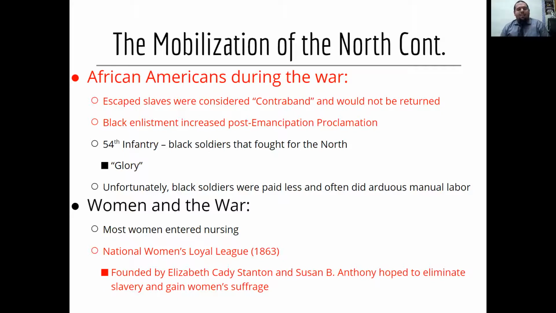But unfortunately, Black soldiers would be paid less, and they're often going to be doing the arduous manual labor, like setting up camps, cleaning out stuff. So there's still a tendency of racism in the Union Army.